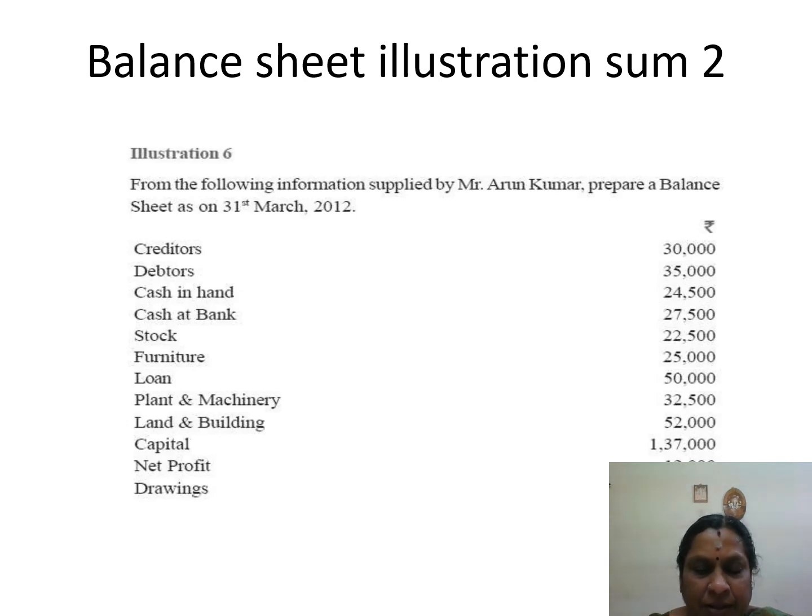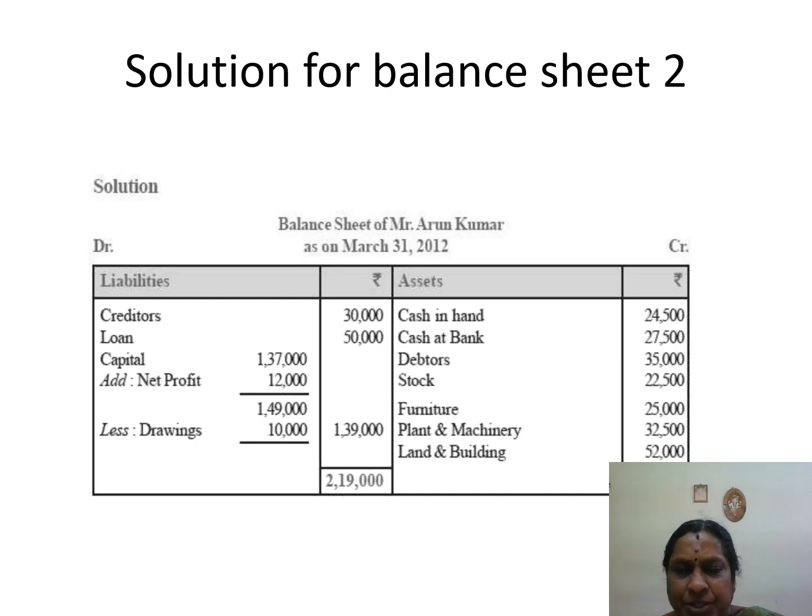Now capital will be taken to the liability side, added net profit minus drawings. So capital add net profit less drawings is the treatment that we have to give on the liability side of the balance sheet. Now let us go to the solution and see how the answer will appear in the balance sheet. Now when you make the entries, this is how the balance sheet looks. On the asset side, we have cash in hand, cash at bank, debtors, stock, which are current assets. Furniture, plant and machinery, land and building are fixed assets. So totally there are 7 items on the asset side.